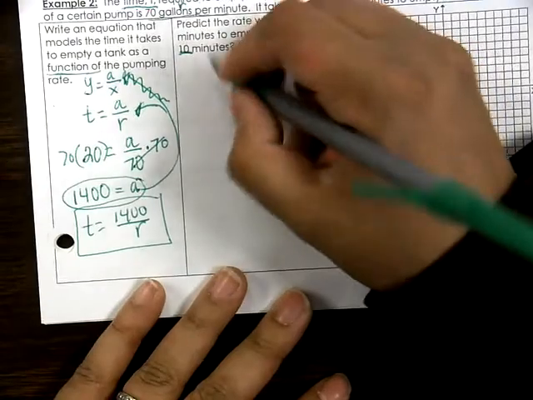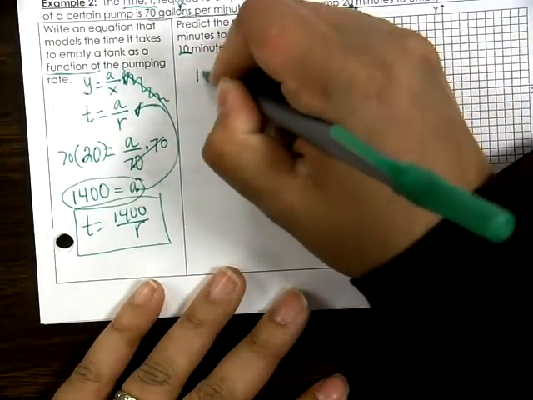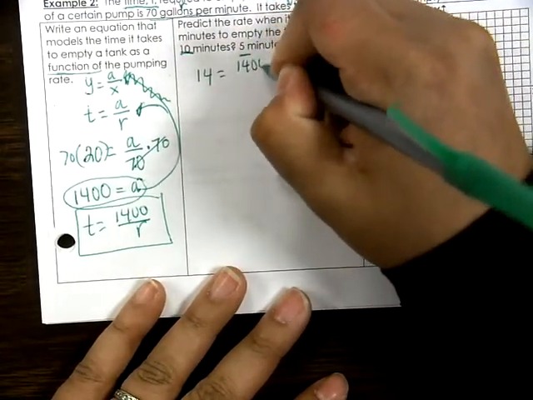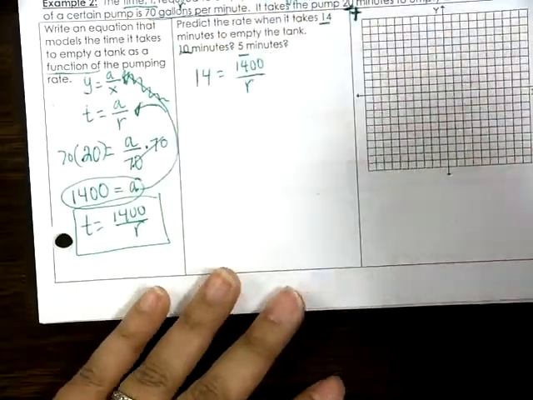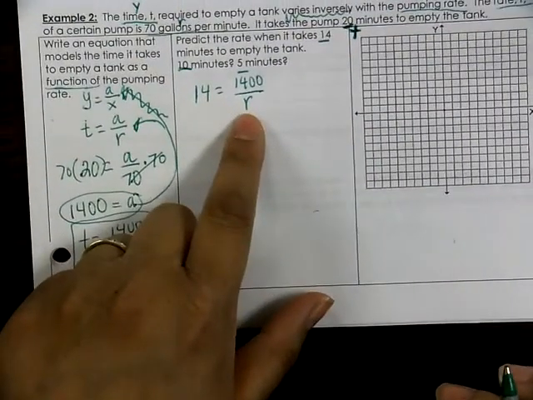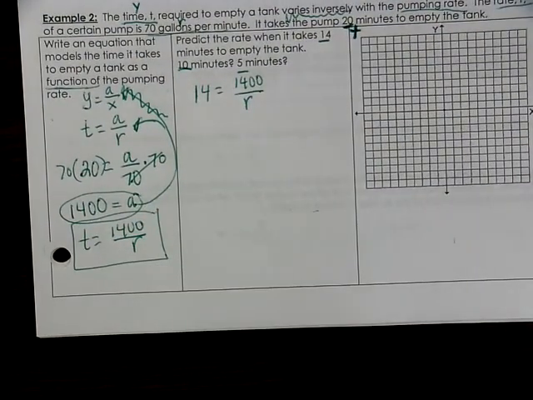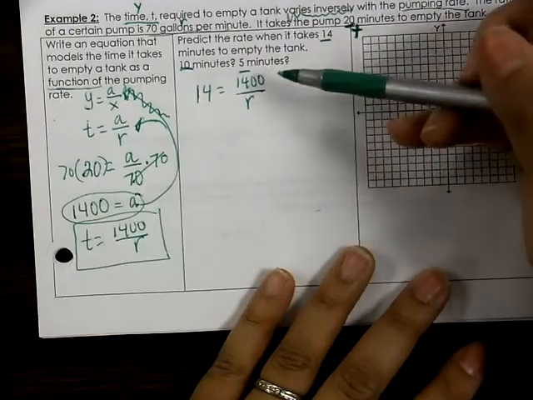We're figuring out what the rate would be for each one. So 14 equals 1,400 over R. Now, when it comes out to something like this, it's a little harder to solve. Yesterday we saw ones where we substituted numbers in for R, and it was just easier. We grabbed a calculator, you divided the two numbers.